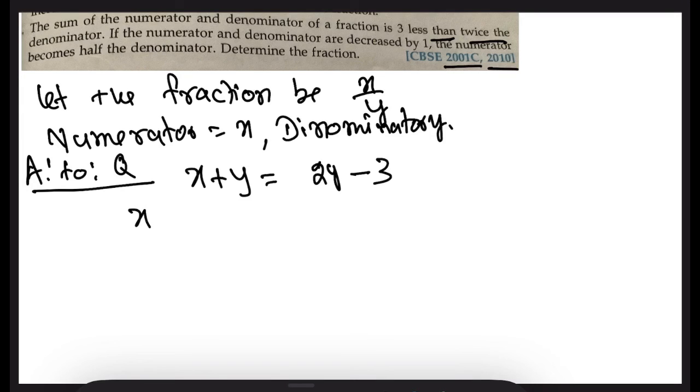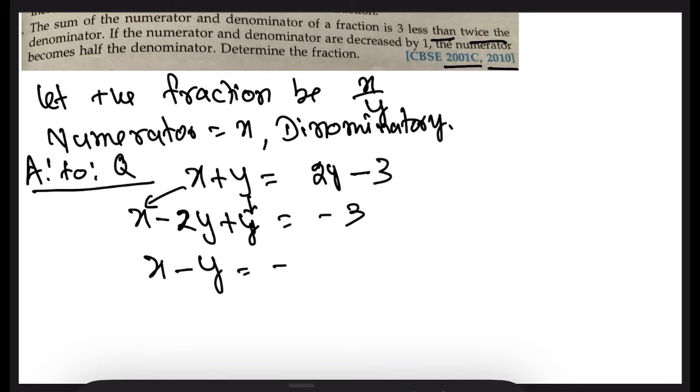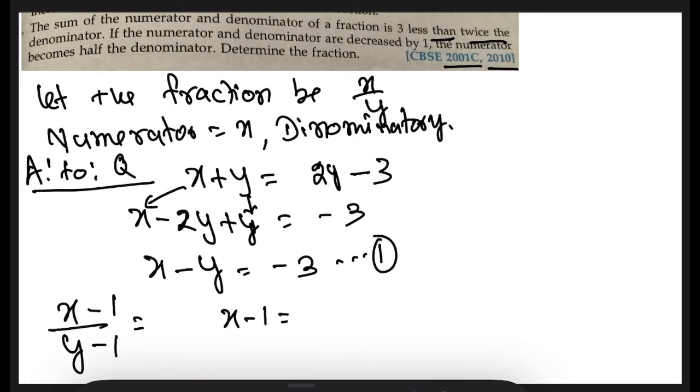Then solve this: x minus 2y plus y equals minus 3, we brought 2y to this side. This becomes x minus y equals minus 3. This is our first equation. And the second says if the numerator and denominator are decreased by 1, then the numerator becomes half the denominator. The numerator is x minus 1, that will become half the denominator, half the denominator is y minus 1. This is our second information.